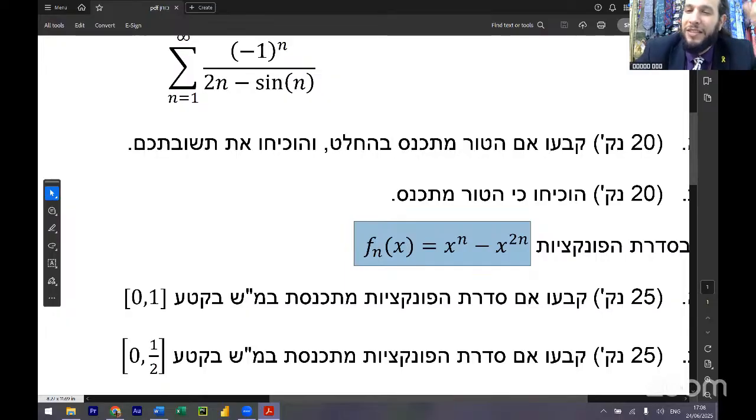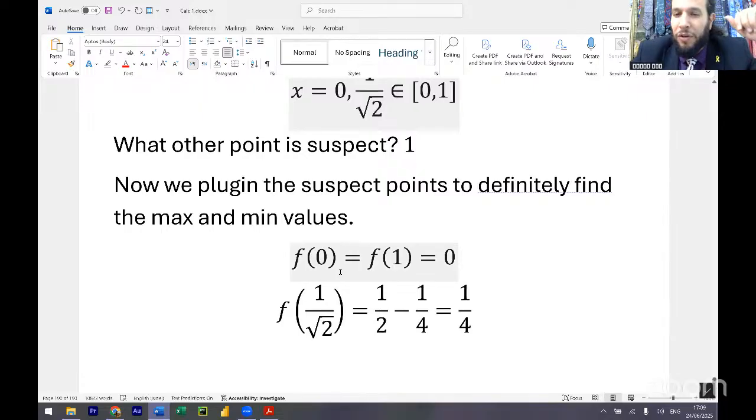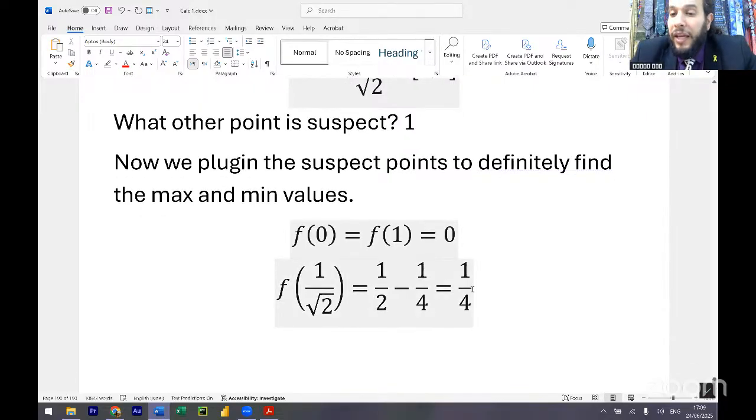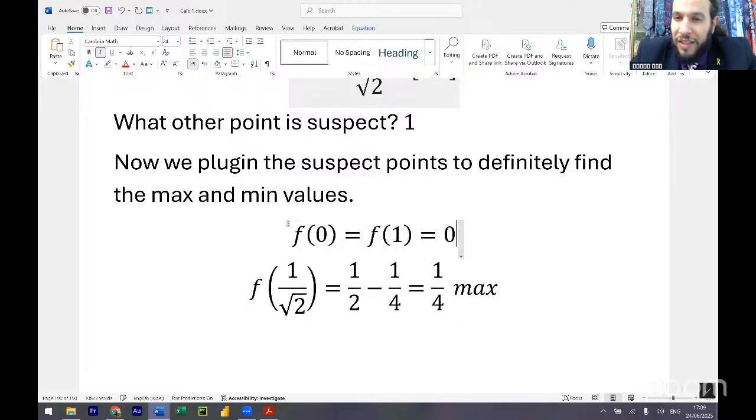Some of them got stuck with it, but most of them solved it, I think. And the value is indeed a quarter. And now let's see. So this is the maximum, obviously, because it's the largest. And this is the minimum because it's smallest.